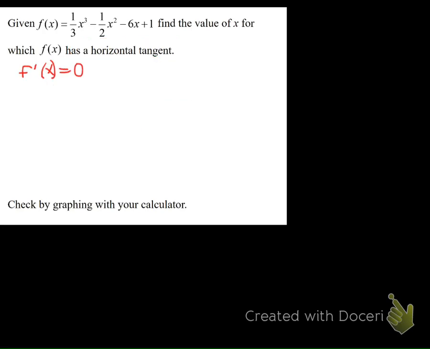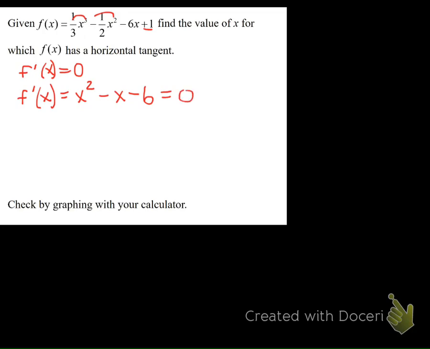Okay, so first we have to find the derivative using the power rule. So 3 times a third is 1 and subtract 1. 2 times a half, subtract 1. And the derivative of a negative 6x is negative 6. The derivative of a constant is 0. So there's my derivative. And I need to find when is the derivative 0. That's not the same as saying what is the derivative at 0. I'm asking when does the derivative equal 0? When will this equal 0?